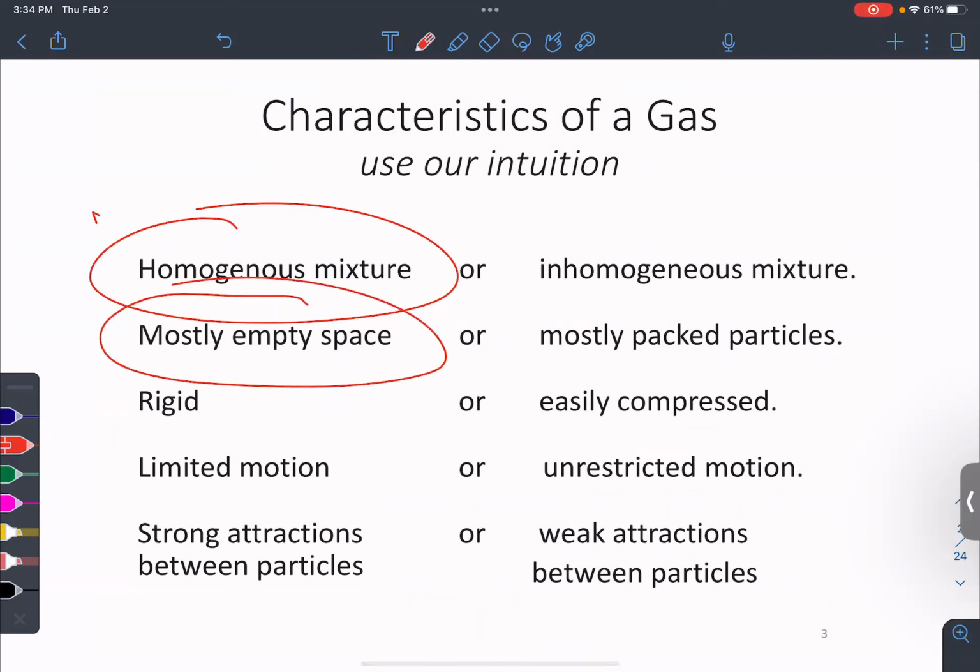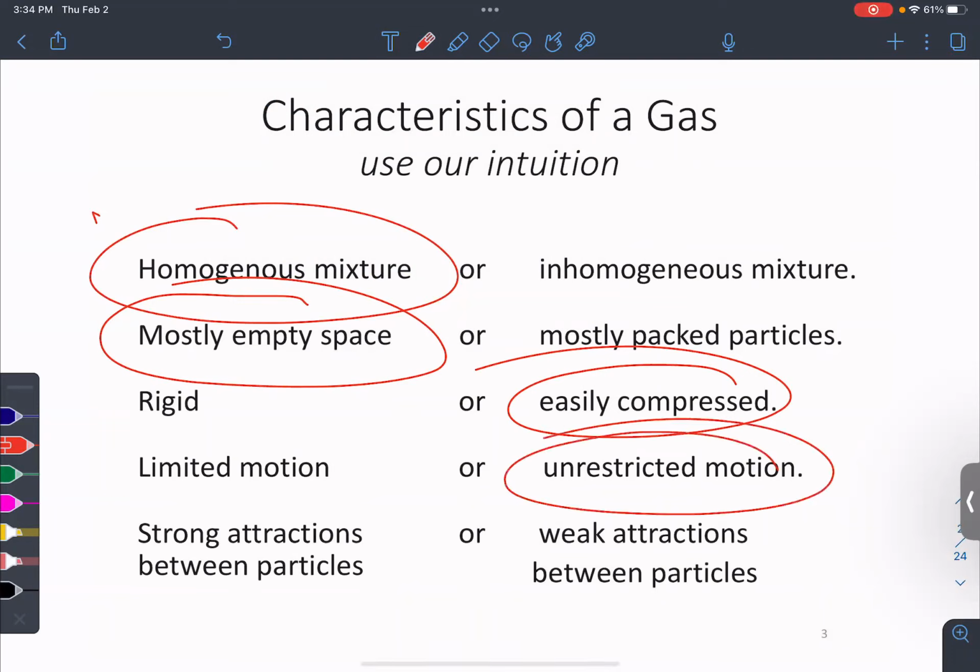Empty space, yeah, we can walk through it, okay? We can walk through air. We're not like walking through Jell-O, right, where it's packed. Are gases rigid or easily compressed? Easily compressed, great. Is there limited motion in gases or unrestricted motion? Unrestricted. Yeah, those particles are moving around like crazy.